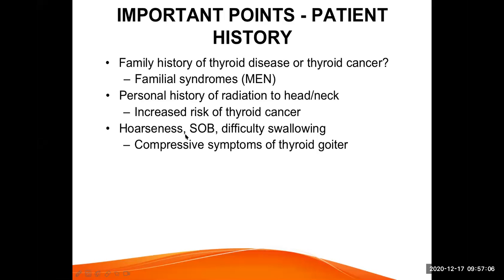Ask about hoarseness of the voice, shortness of the breath, and difficulty swallowing. All of these are compressive symptoms of thyroid goiter. Goiter is a mass in thyroid gland. It may be benign mass, it may be malignant mass. So this mass will give compression to the nearby structure. If recurrent laryngeal nerve is affected, then we have hoarseness of the voice. Shortness of the breath is because of tracheal compression, and difficulty swallowing is because of esophageal compression. So it is very easy concept for you.